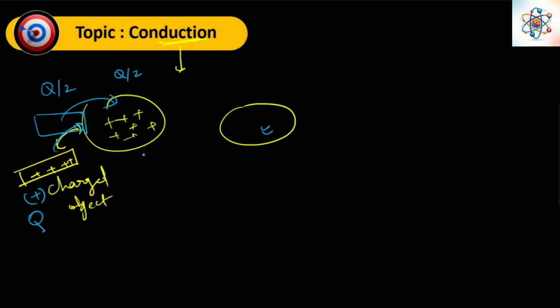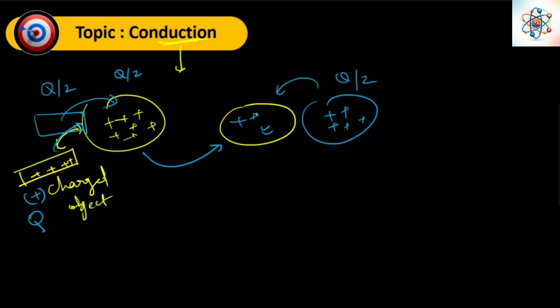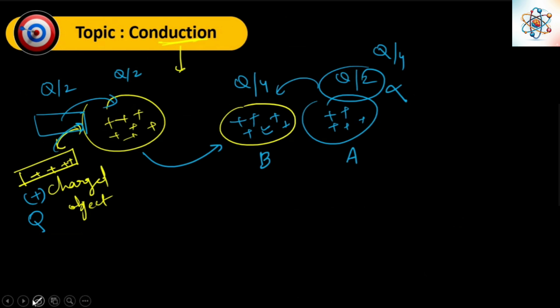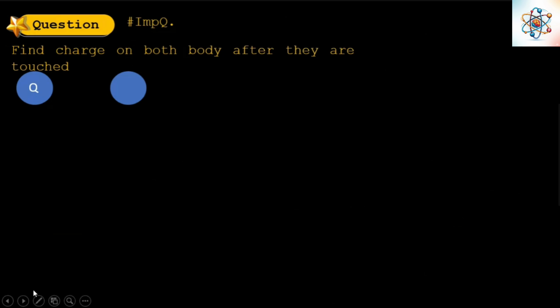Now suppose we bring this object in contact with this sphere. This half charge will again transfer into this object till the moment it becomes half of it. So this will vanish and half of it will transfer to the other object, B you can say. So this is something we call conduction. Again, I'm just explaining the application part. There is no need to learn the definition, because you have to solve problems.